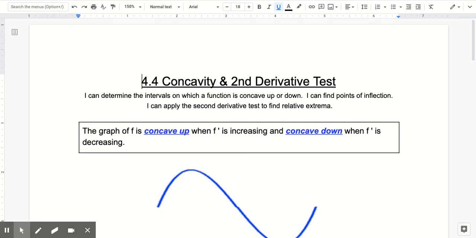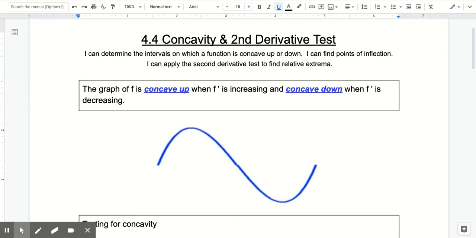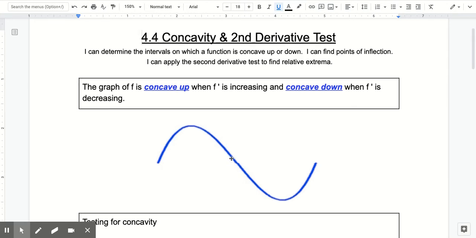We're going to spend some time today talking about concavity again and the second derivative test. We have previously talked about the first derivative test, so this is the second derivative test. You'll see some similarities. But just to remind you, we had been talking about our graphs being concave up or concave down. It is concave up on this section here. You can see that it holds water, so concave up, and then this section here would be concave down.